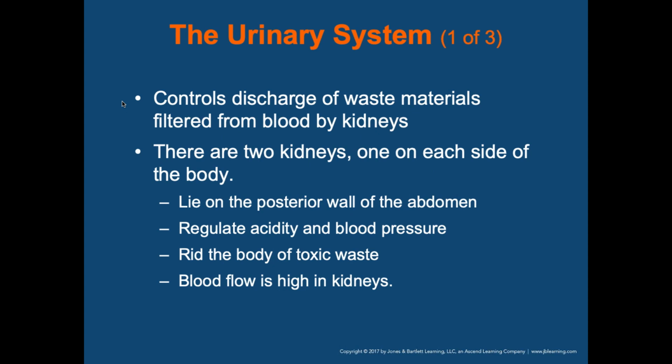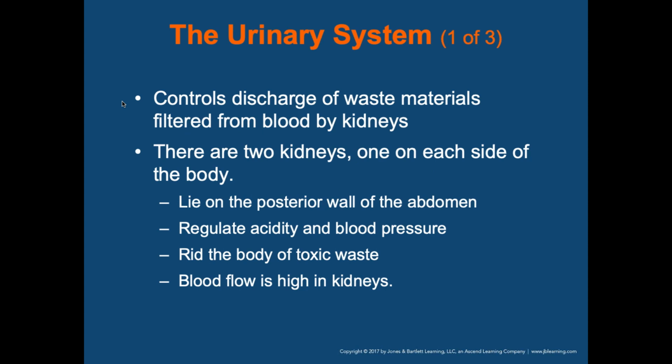The female reproductive system has ovaries and fallopian tubes, uterus, cervix, and the vagina. Keep in mind this helps reproduction. We'll get into that stuff here in a little bit, and we'll do more when we talk about obstetrics. I don't want to go too in detail yet. So the urinary system controls discharge of waste materials filtered from the body by the kidneys.